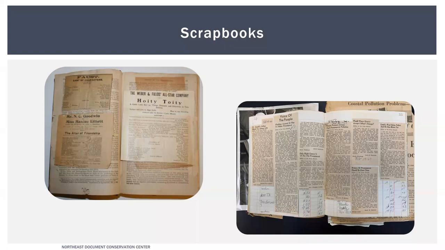The practice of extra illustration was also common for a time. So you might have a book on a certain subject and you would paste in articles or images on the same topic, even if it had no other relationship to the text.